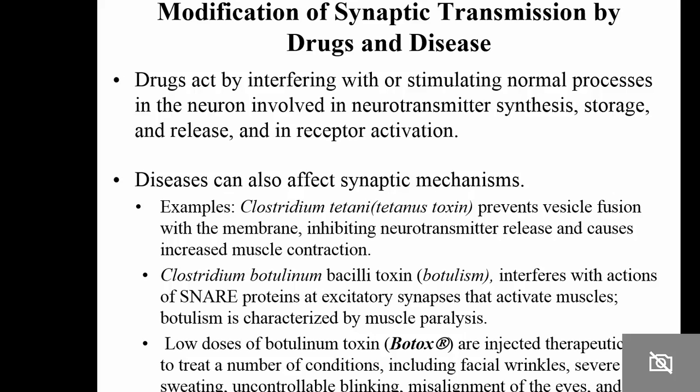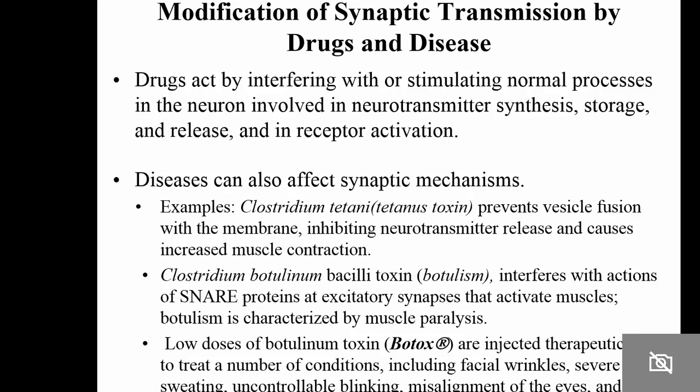Okay, Clostridium botulinum is the most potent toxin known. It's nasty. Nasty, nasty. Okay? It's Botox. That's what Botox is. Right? It interferes with the action of snare proteins at the excitatory synapses. Okay, so where would that be? If we're looking at a motor neuron here, this is an excitatory synapse.